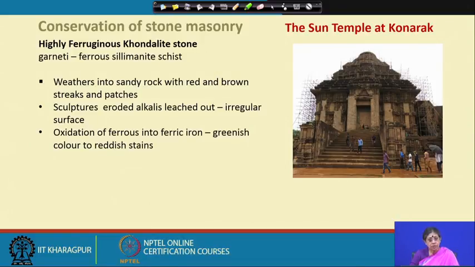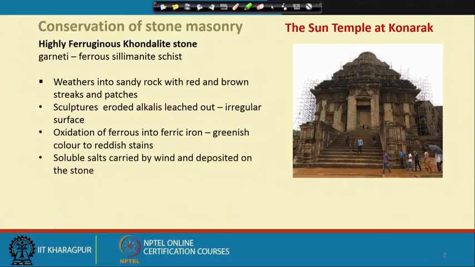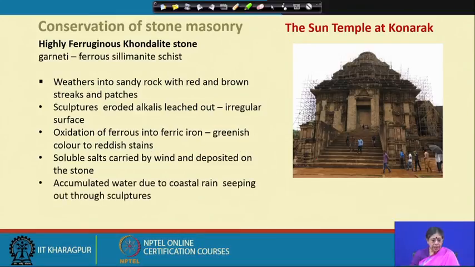Oxidation of ferrous into ferric iron changed the greenish color to a reddish tint. That is what happened because of the chemical changes due to the composition of this particular type of stone. And the soluble salts are also a problem. The location is very important, it is very close to the sea. Soluble salts carried by the wind are deposited on the stone, and that caused further problems. Also, accumulated water from the coastal rain seeps through the structures and sculptures, and the interiors are covered with moss and lichen.